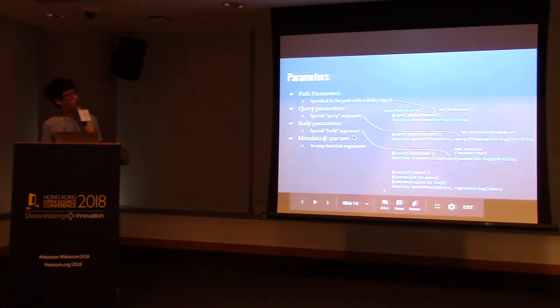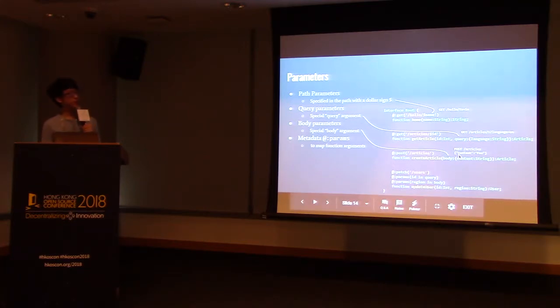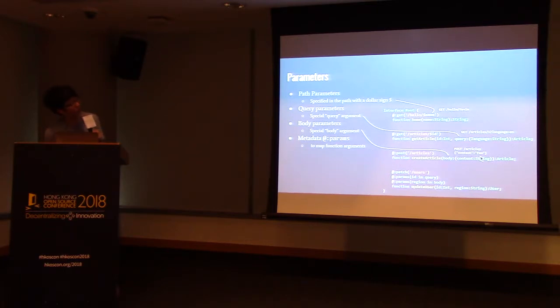You can also use a special body argument for the body parameters. TinkWeb will try to parse the body according to what you are expecting. By default, it will parse the body as a JSON object. So if this is a request with JSON content, a string of foo, then you will get foo in your function argument and in your function.